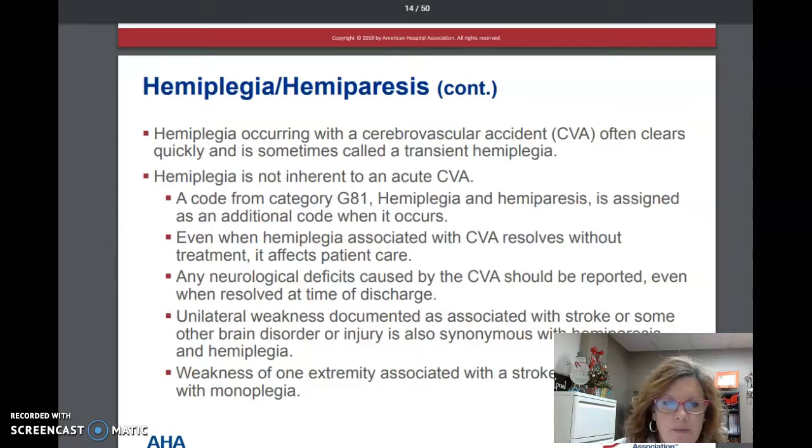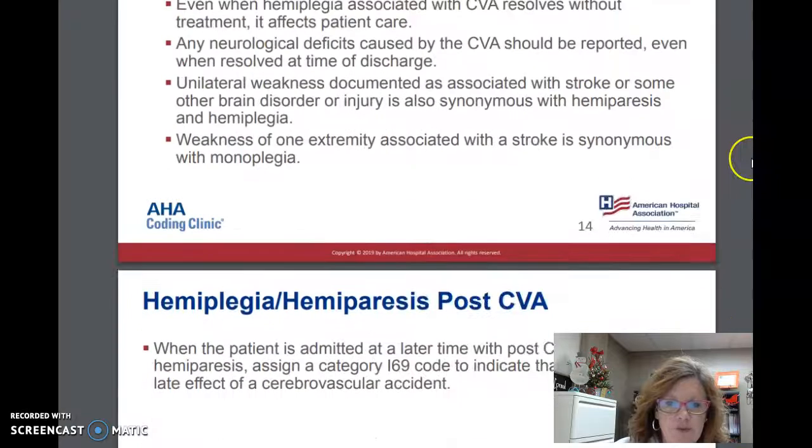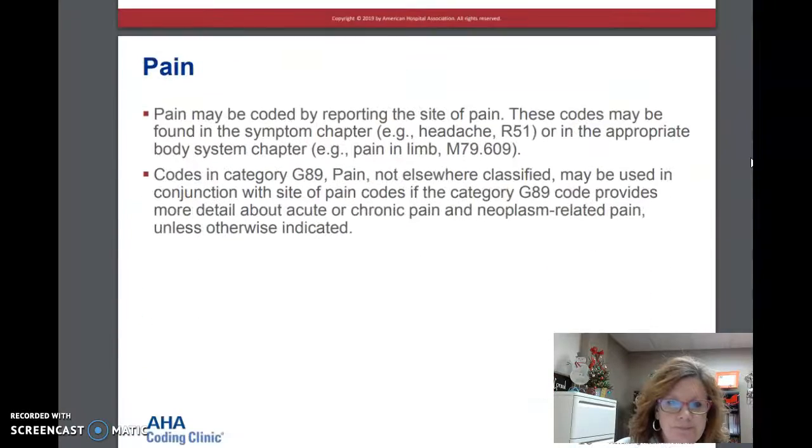Okay, just a couple of things when we're talking about a CVA, just remember this is a full-blown stroke. If we have a TIA, a transient ischemic attack, usually the symptoms of a stroke will get better within 24 hours. So usually anything over 24 hours will be considered a stroke. So when doing that, we are looking at category G81. And again, just look at your documentation when coding these. Pain may be reported by coding or reporting the site of the pain. And these are going to be R codes.